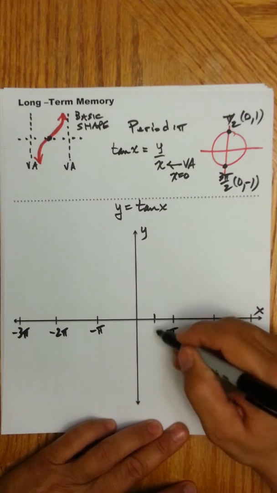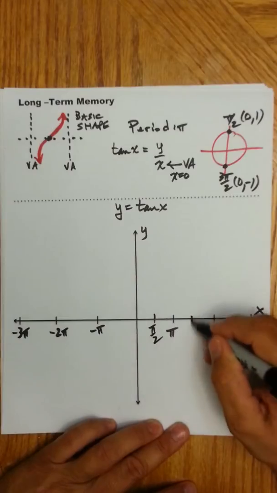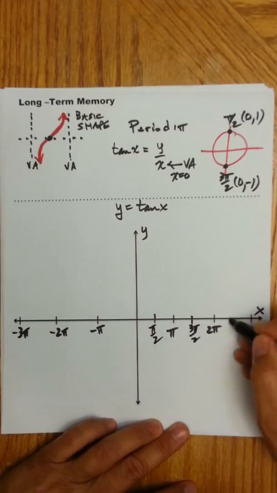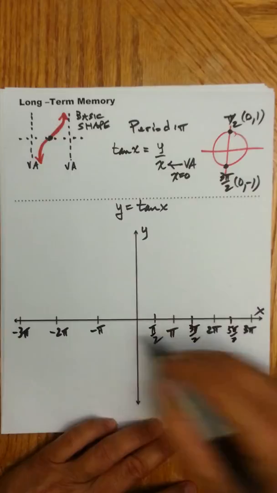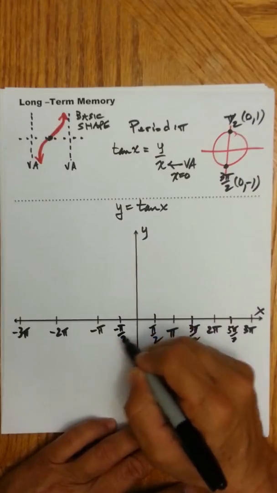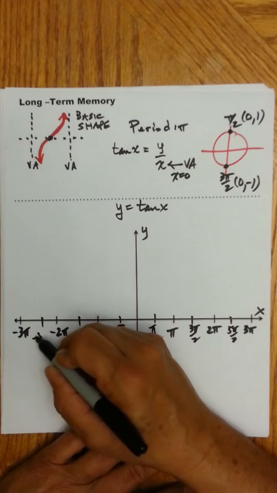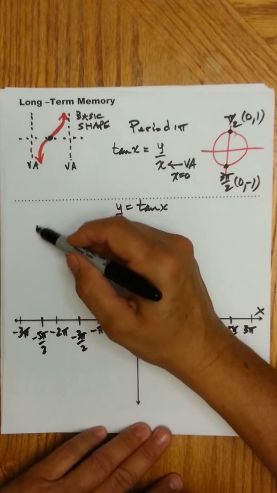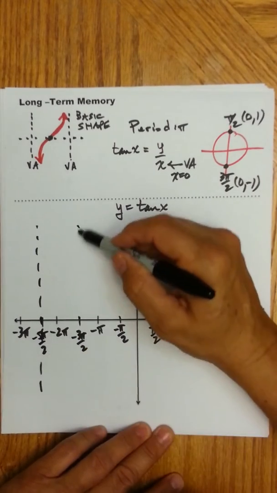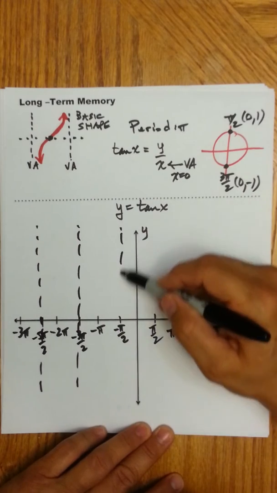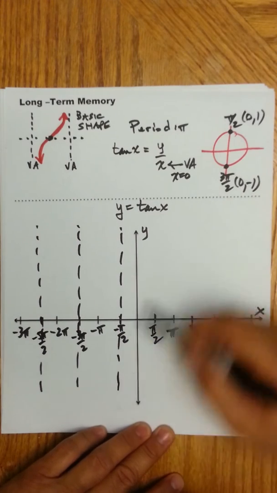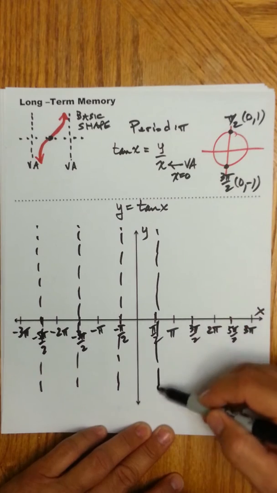So you know that you should be putting asymptotes then at every multiple of pi over 2. So here's your pi over 2, right? 3 pi over 2, 5 pi over 2, negative pi over 2, negative 3 pi over 2, negative 5 pi over 2, right? And so you're putting in your asymptotes. It's kind of relaxing.